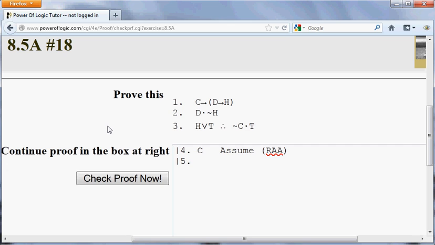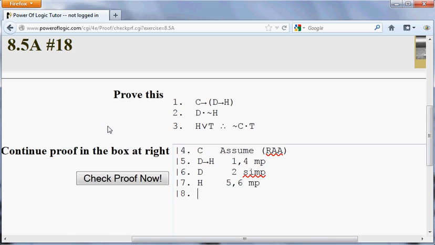So now I could get D, then H. That's a 1 for modus ponens. I have D in line 2, which I could simplify out. 2 simp. So 5 and 6 modus ponens, I could get H. 5 comma 6 modus ponens.